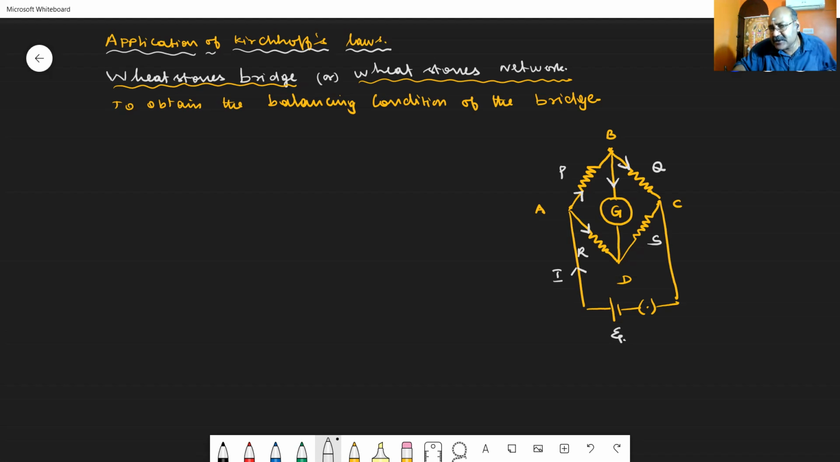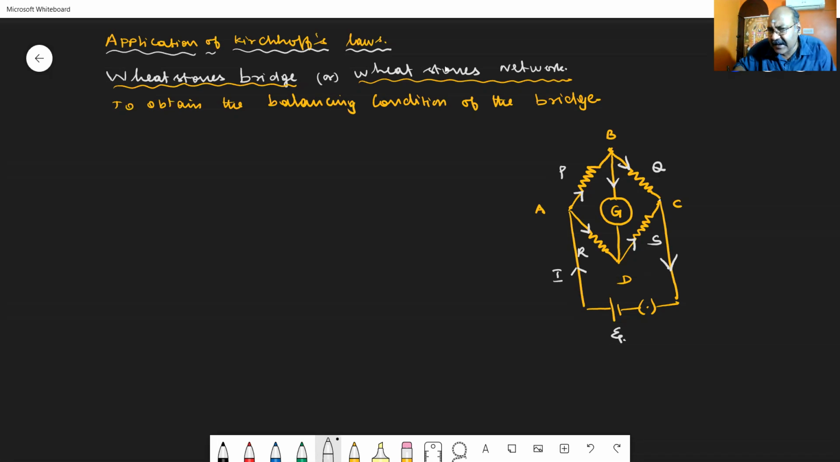The current that passes through B reaches the point D. Similarly, the current that passes through R also reaches the point D. After both of these currents reach D, the current passes through S. After reaching C, the currents through Q and through S pass on and reach the point called negative. So this arrangement, we are calling the Wheatstone's network.